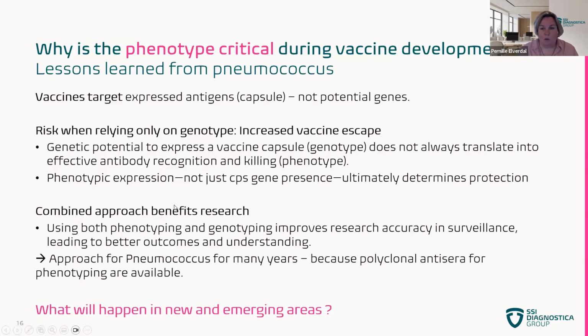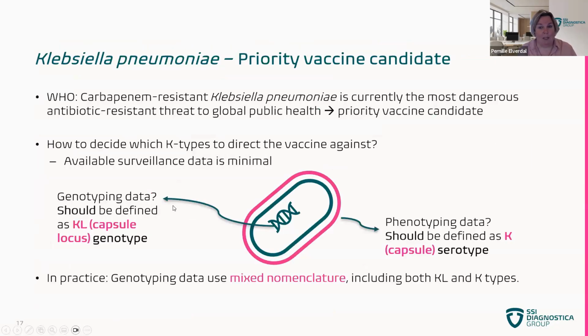Here I chose to give an example within Klebsiella pneumoniae, which is a new potential prioritized vaccine candidate. WHO has looked into this and seen that carbapenem-resistant Klebsiella pneumoniae is currently the most dangerous antibiotic-resistant threat to global public health. That's why it's now being prioritized as a new vaccine candidate.